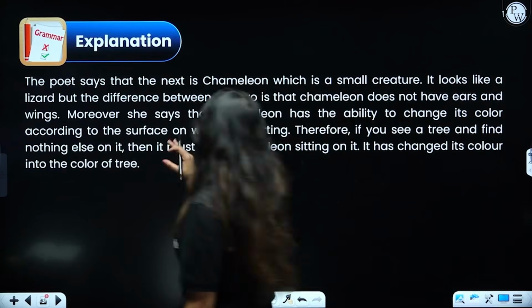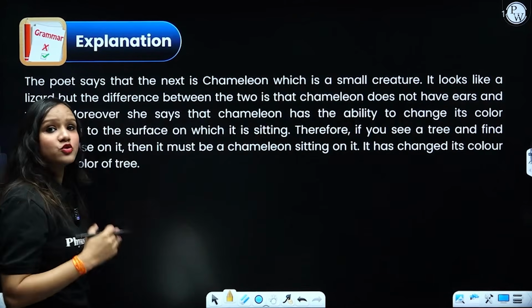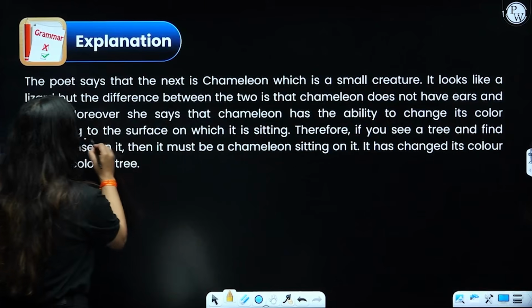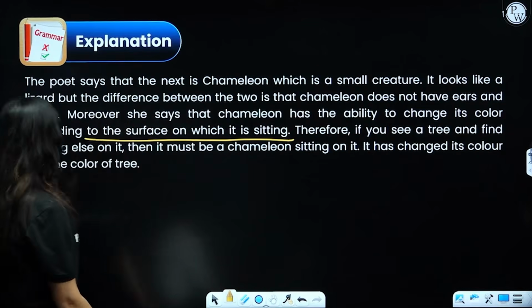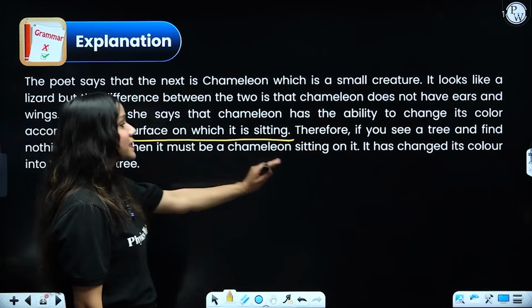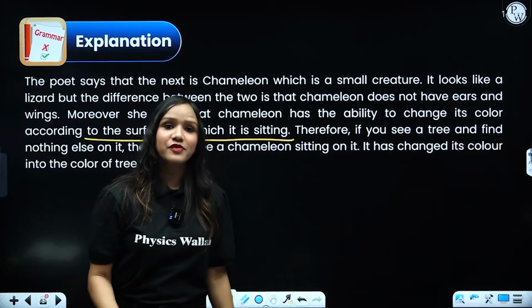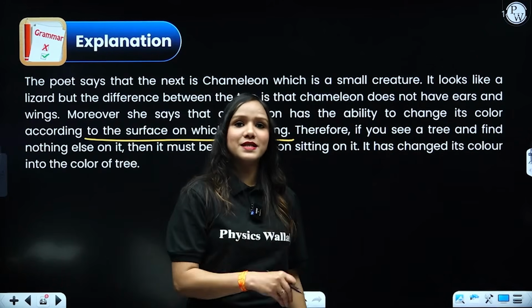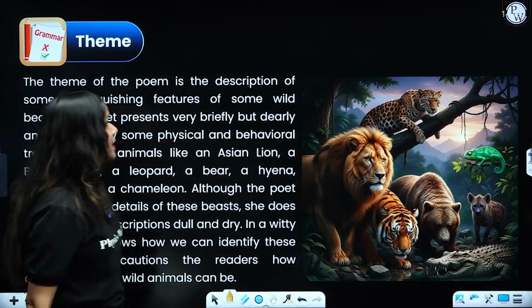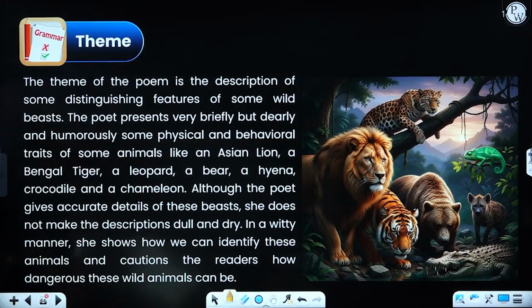Moreover, she says that chameleon has the ability to change its color and blend itself with the surroundings. Therefore, if you see a tree and find nothing on it, it must be a chameleon sitting on it, just because it can change its color according to the surface it sits on. So that's why if you don't see, remember there must be some chameleon only, right? So now, what is the underlying theme?